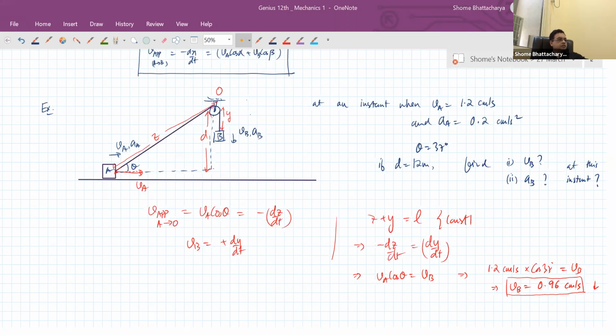D is in centimeters. Okay, my mistake. It's in centimeters.